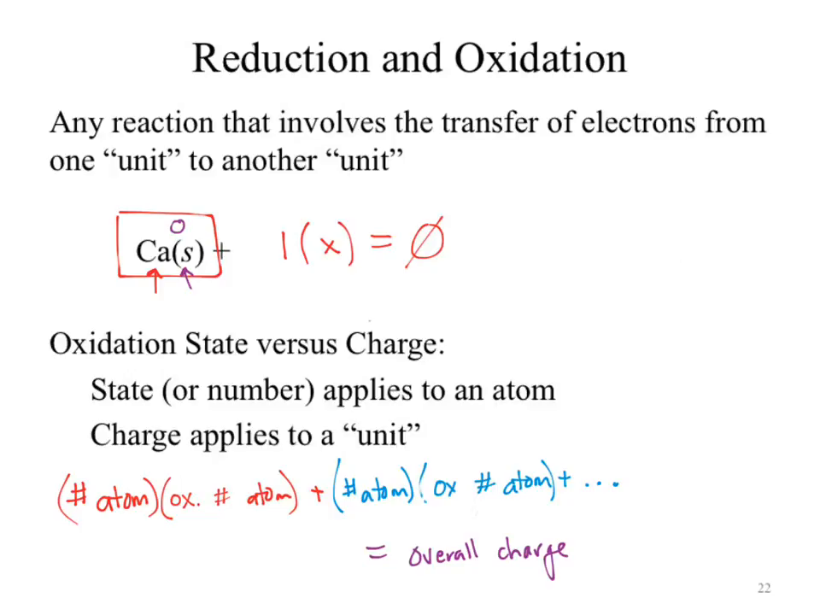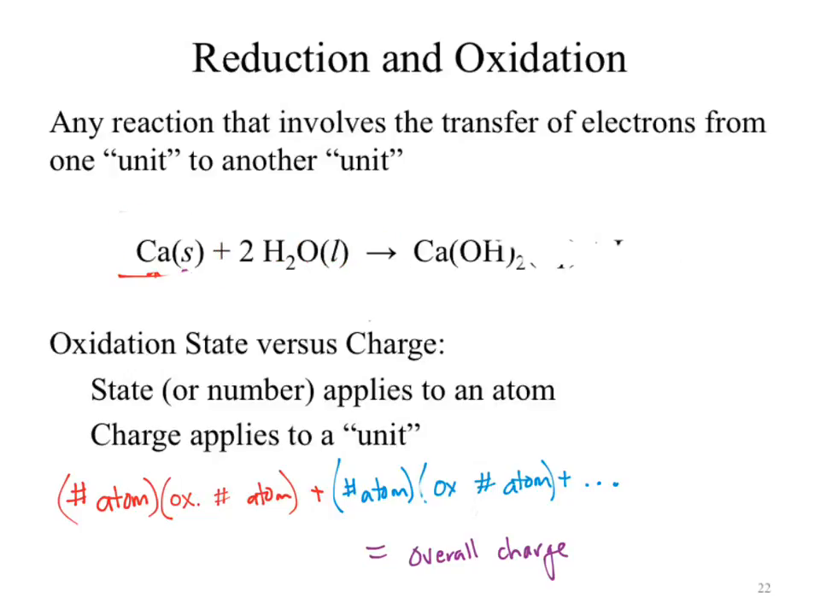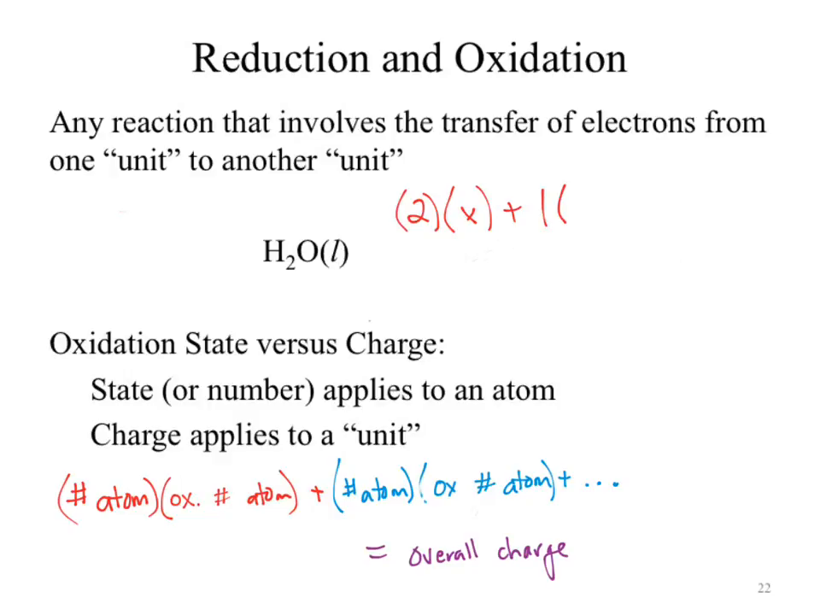Okay. If I now move to water, well, we set up the exact same setup. How many hydrogens are there? 2. What is the oxidation number for hydrogen? Don't know. Good answer. Plus 1. What's the oxidation number for oxygen? Don't know. This has to equal the overall charge, which is 0. One equation, 2 unknowns. Can you solve it?